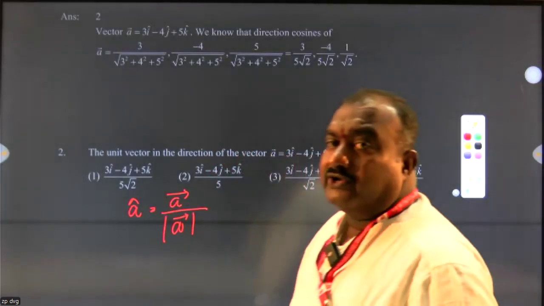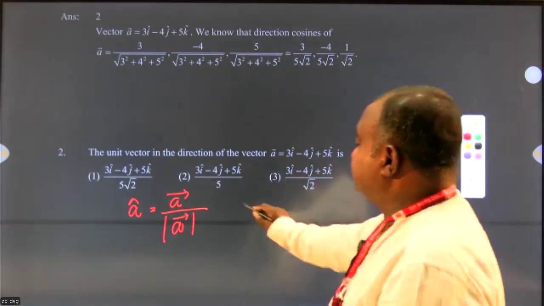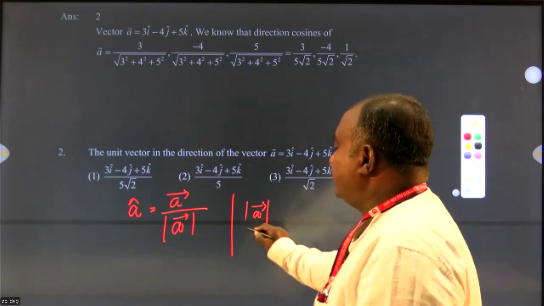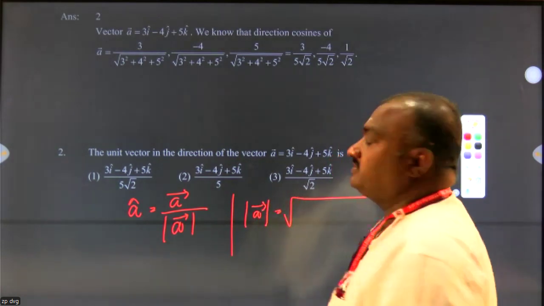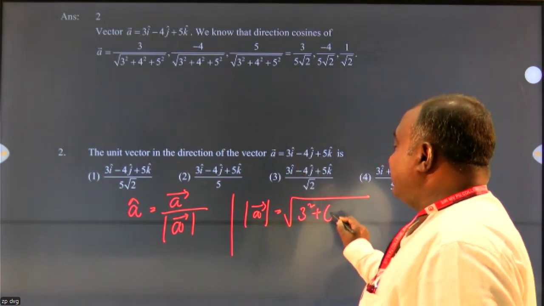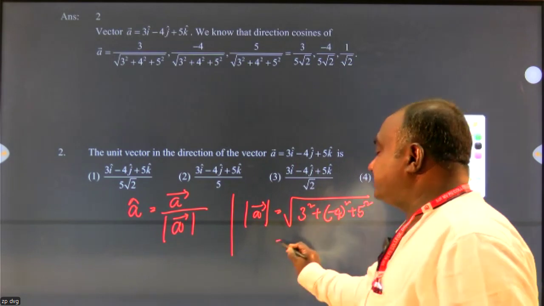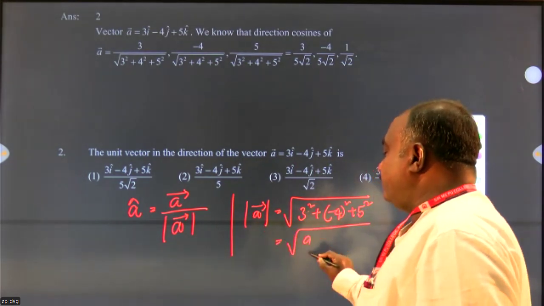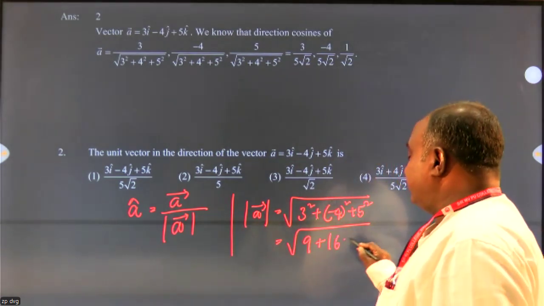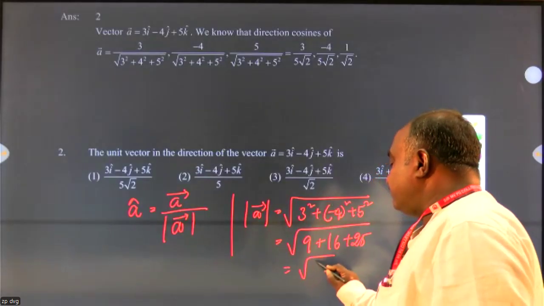Modulus of A bar. That means you have to find the modulus first. Modulus of A bar means distance, no? What you are getting: modulus of A bar is equal to root of A square plus B square plus C square. That means 3 square plus (minus 4) whole square plus 5 square. Now 3 square is 9, (minus 4) whole square becomes plus, this becomes 16. Now 5 square is 25. This is nothing but root of 50.